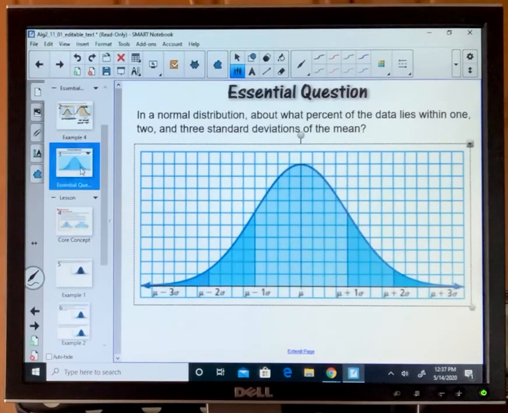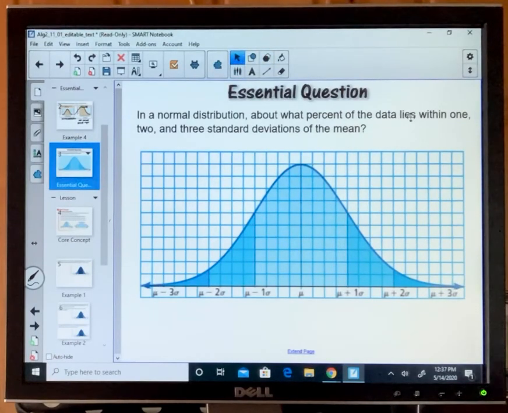Okay, so the big question we're going to answer today is, what percent of the data lies within 1, 2, and 3 standard deviations of the mean? Again, I told you that standard deviation and the mean are the measures of variation and center that work with a normal curve. The reason is that it doesn't matter what normal curve you're talking about, what data, if the graph looks normal, it fits this situation, okay?